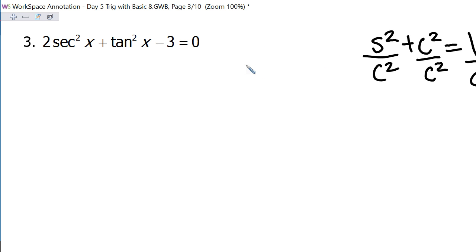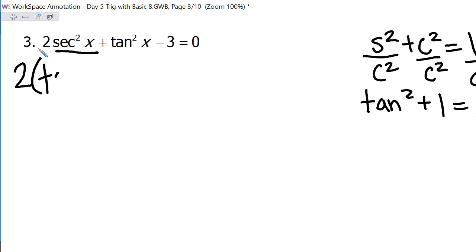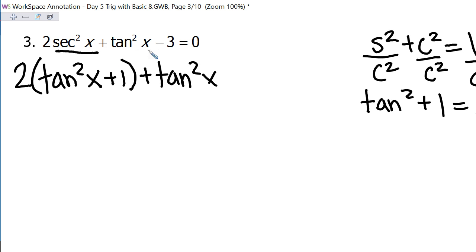So sine squared divided by cosine squared would be tangent squared. Cosine squared divided by cosine squared is 1. And 1 divided by cosine squared would be secant squared. So back to my equation, instead of secant squared, what can I substitute in for secant squared? Tangent squared of x plus 1. Then we'll need to distribute that too. Then we'll have plus tangent squared of x minus 3 equals 0.